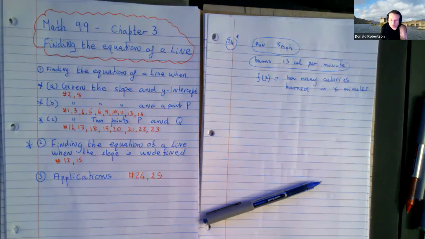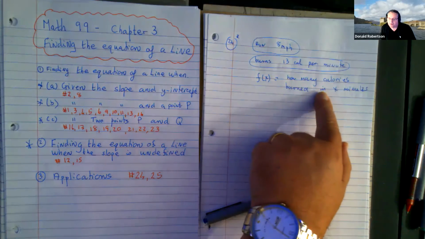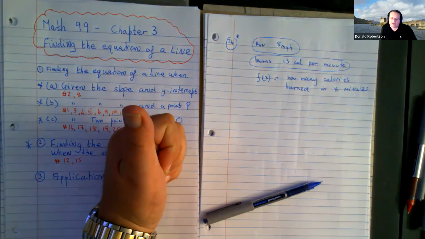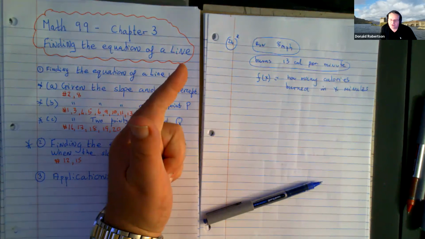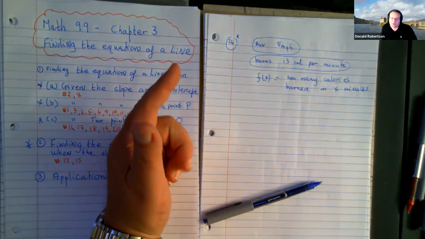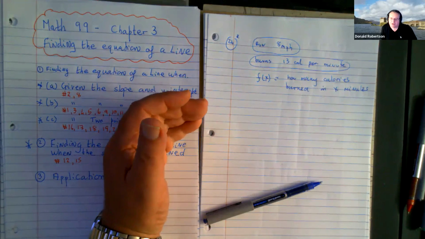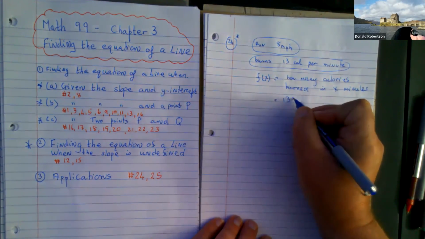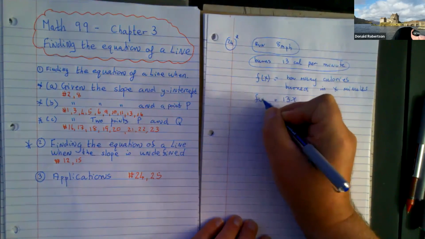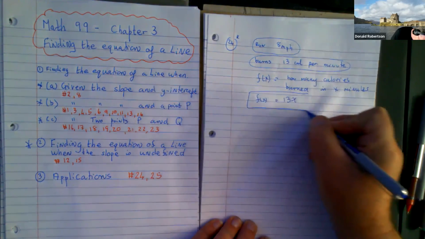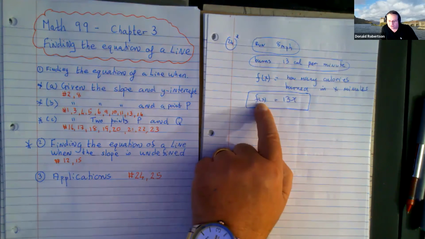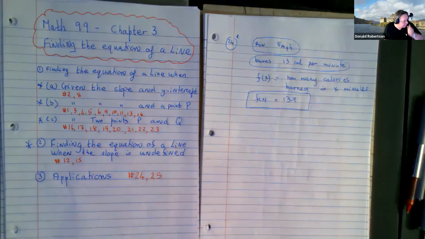So if you want to know how many calories he burns in X minutes, you could argue like this. In 1 minute, he burns 13. In 2 minutes, he burns 13 times 2. In 20 minutes, he burns 13 times 20. In X minutes, he will burn 13 times X. So the answer to the first question, find the formula for the number of calories burned in X minutes, is simply 13x.